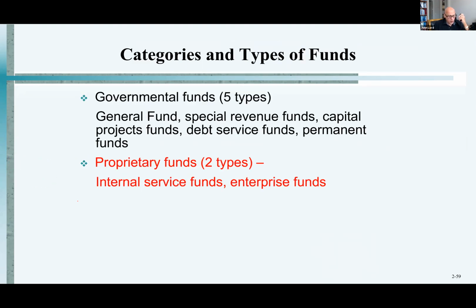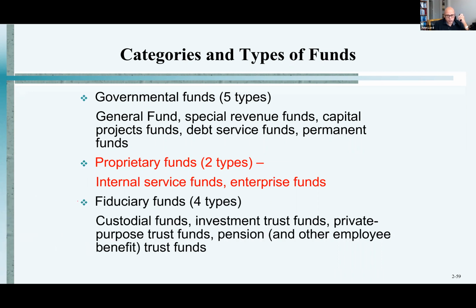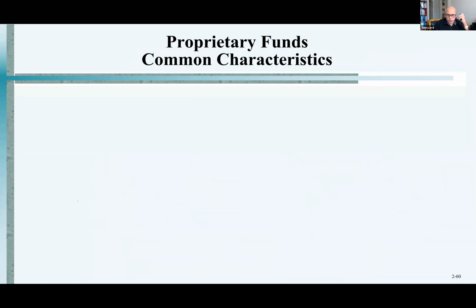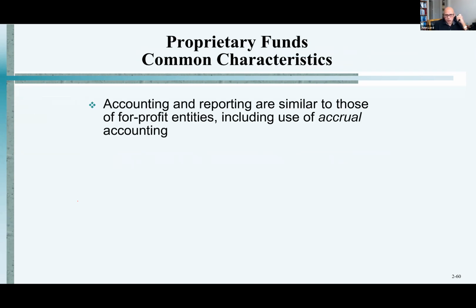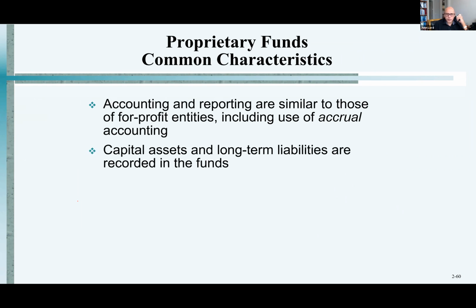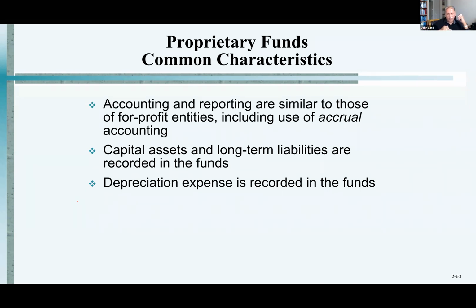Okay, good. Our proprietary funds, 2 of them, Internal Service Fund and Enterprise Fund. We'll get to the fiduciary funds here in a minute. Okay, so let's take a look at our proprietary funds. Okay, and we are treating this as though it is a business being run inside the government. So we will be using full accrual accounting, and we will have capital assets, and of course we'll depreciate them.